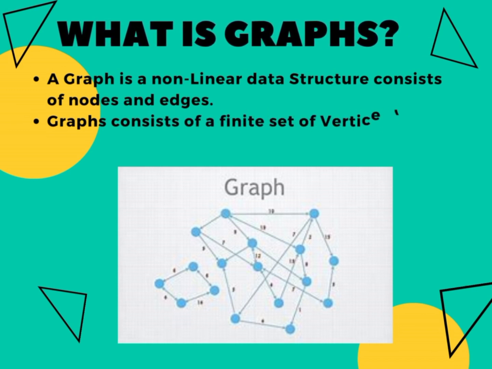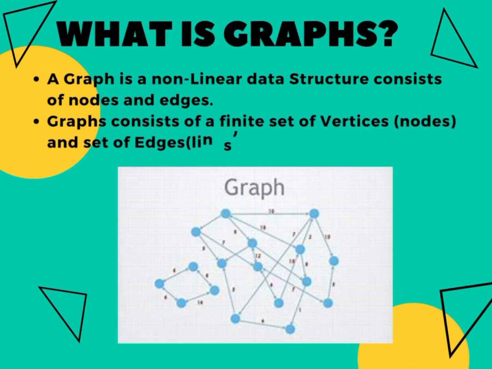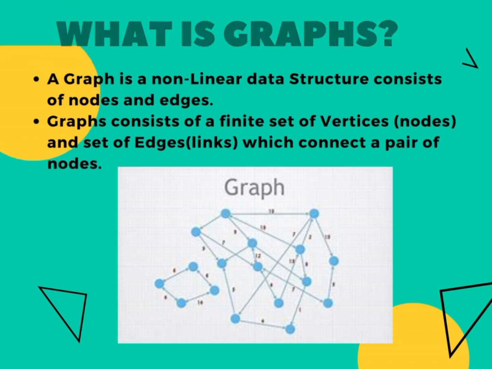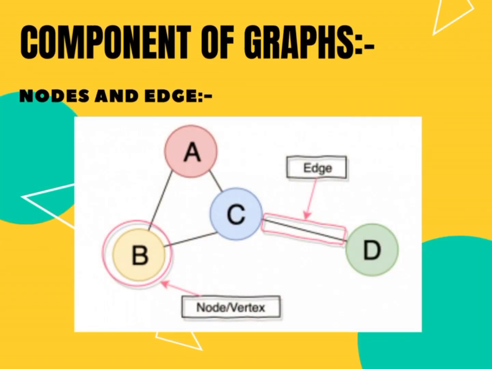A graph consists of a finite set of vertices, which are nodes, and a set of edges, which are links, which connect the pairs of nodes. There are two components of a graph, node and edge. Nodes and edges are the fundamental units of a graph. A node is also known as a vertex, and an edge is also known as an arc. They can also be labeled or unlabeled.